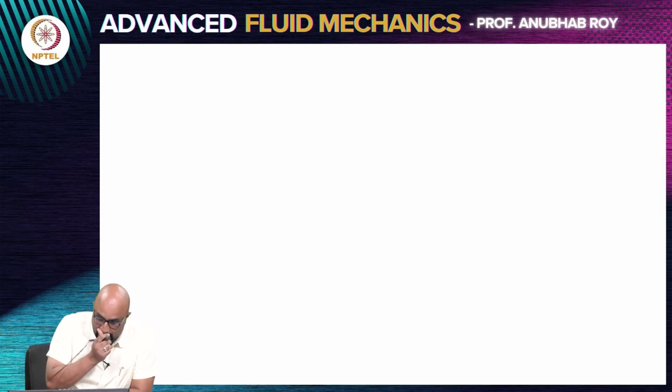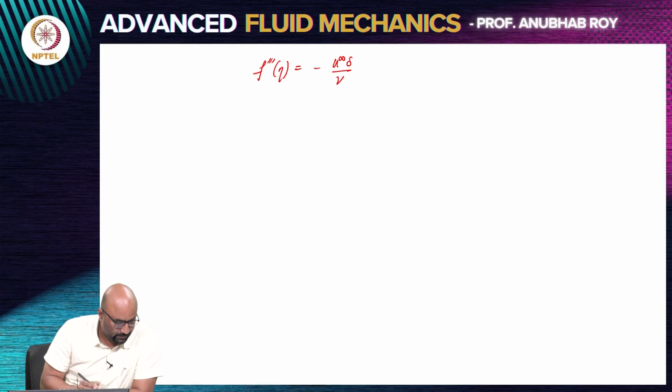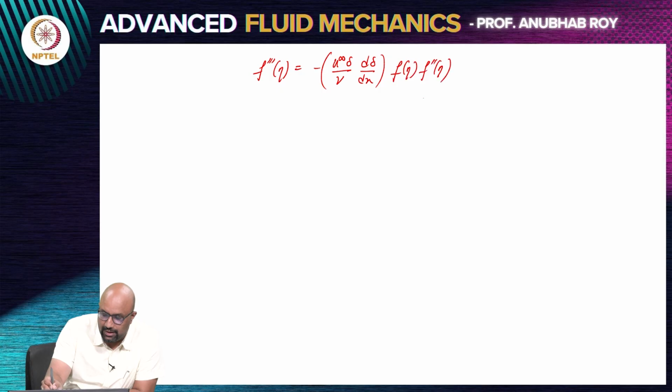So what is my final equation? My final equation is f triple dash of eta is equal to minus u infinity delta by nu d delta dx, multiplying f of eta, f double dash of eta.